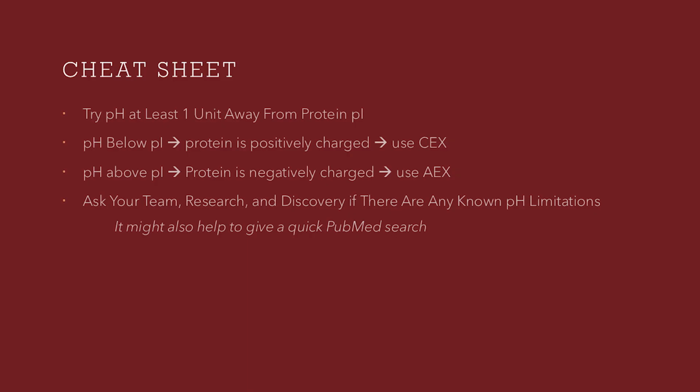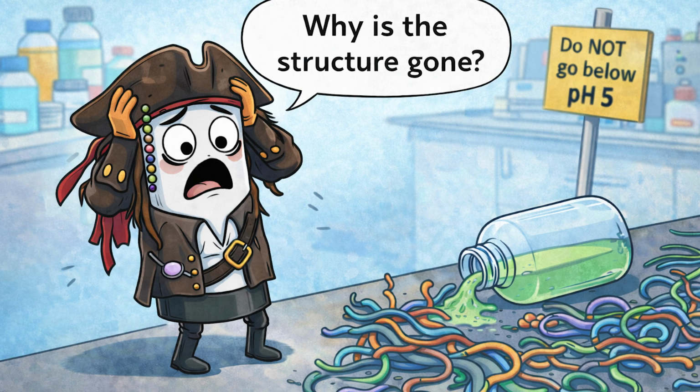And if you're confused, here's the cheat code. Lower pH, protein gets more positive. Higher pH, protein gets more negative. And please respect known protein drama. If your molecule freaks out below pH 5, don't go below pH 5.